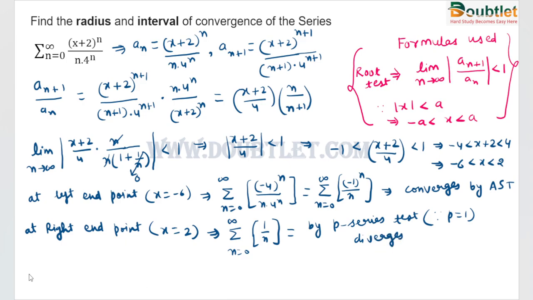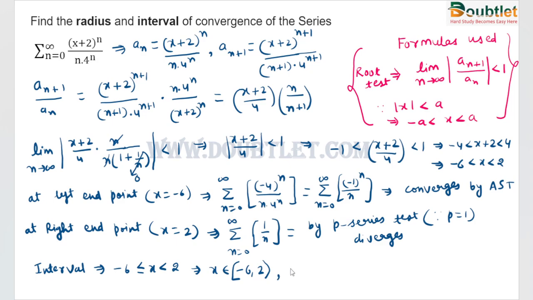From the above two results, we can say that the interval of convergence will have an equal sign at minus 6, because at minus 6 the series is convergent, but at 2 the series is not convergent. We can write this as x belongs to minus 6 to 2, using a closed bracket at minus 6 and an open bracket at 2, because 2 is not included in the interval of convergence.